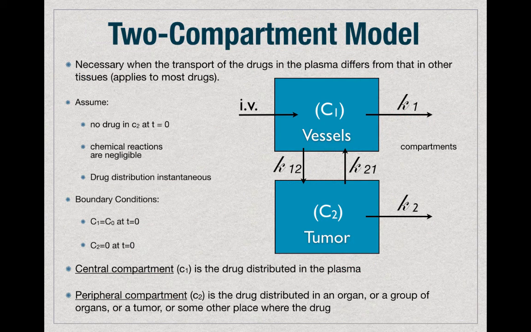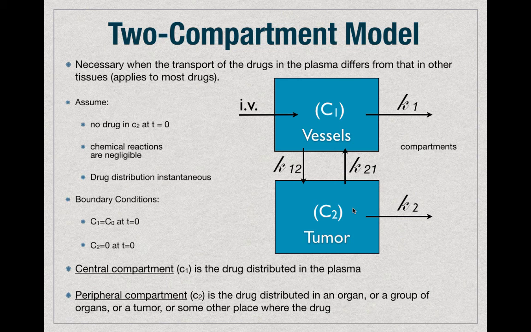The two compartment model is necessary when the transport of the drug in the plasma differs from that in other tissues. So as long as it's going from the blood vessels out to another compartment, and that other compartment is really important, or that's where the drug action is going to be. In this case, how we've set this up is again in our box drawings. The first compartment is the blood vessels, and in this case we want to get this drug to accumulate into a tumor. So the tumor is going to be our second compartment.